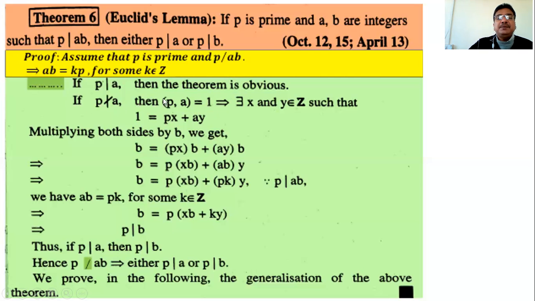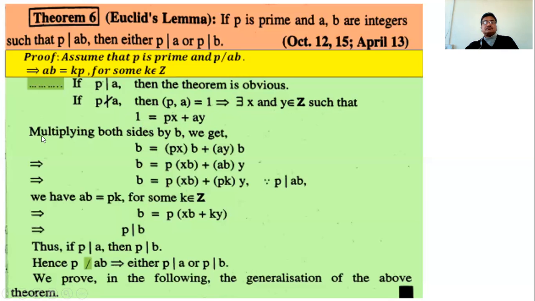Because P is prime and P does not divide A, therefore the greatest common divisor of P and A is 1. This is a very important result. After this, P does not divide A, and the gcd of P and A is equal to 1, and therefore there exist integers X and Y belonging to Z such that 1 is equal to Px plus Ay. This is the previous theorem: if the greatest common divisor of two integers is D, then D can be expressed in the form Ax plus By. That's why 1 is the greatest common divisor of P and A, and therefore there exist integers X and Y such that 1 is equal to Px plus Ay.